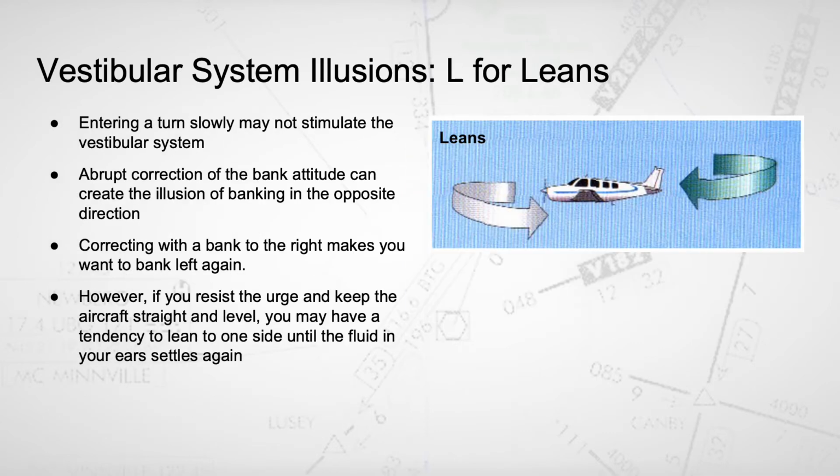The L in SLICES stands for the leans. If you roll into a turn gradually, your vestibular system may not notice it. If you roll back to level more quickly, your brain will pick that up as a turn in the opposite direction. Gentle, smooth bank changes will help you avoid this illusion, and extra attention to the attitude indicator will help you overcome it when it does happen to you.